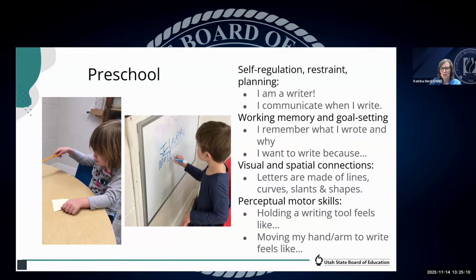So then we get into preschool, and I've got 2 videos here, but we're going to skip over them because we're running out of time. But for preschool, you really want children to be able to identify, like, I am a writer. And when I write something, it means something, and start to make connections and start to perceive, like, how do I hold my pen? How do I hold the thing that I'm writing with?